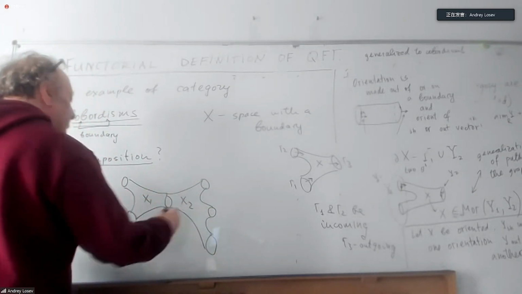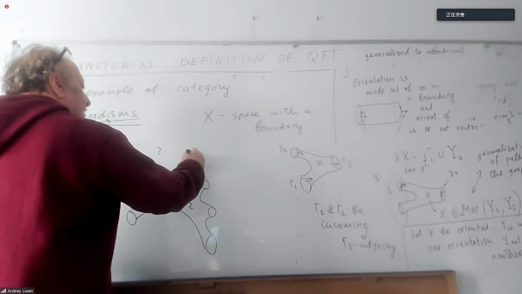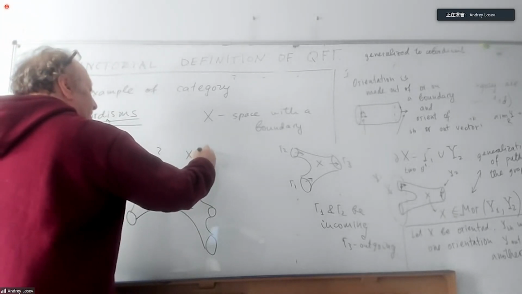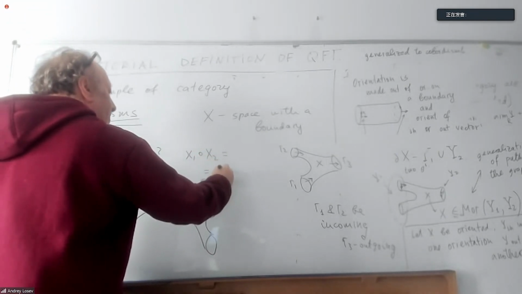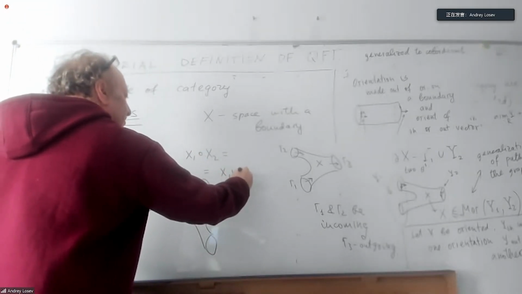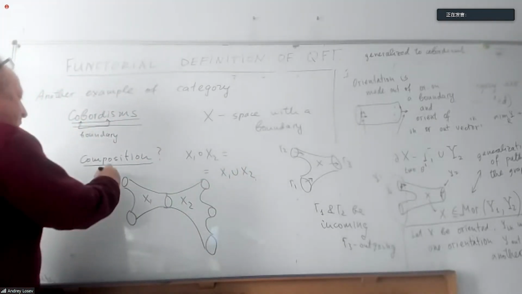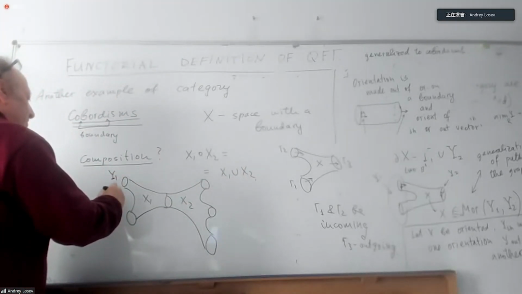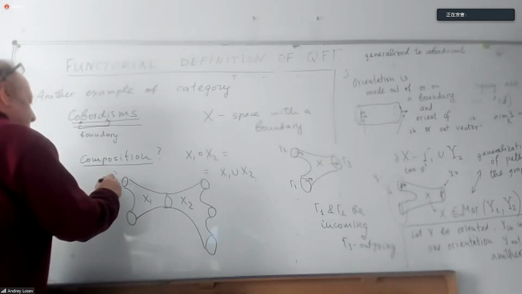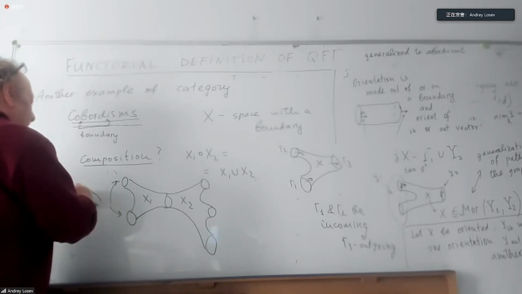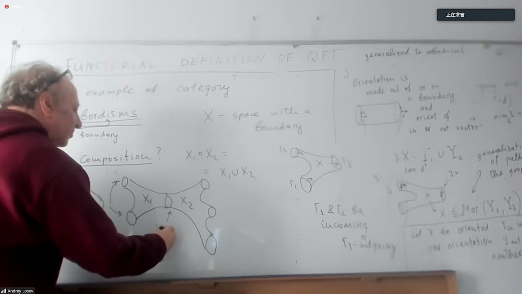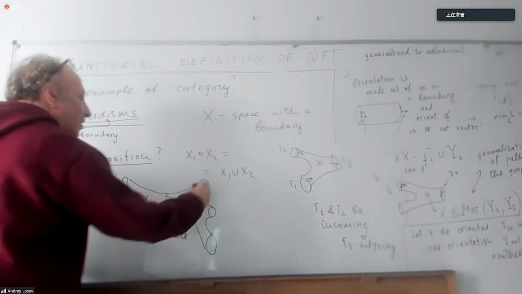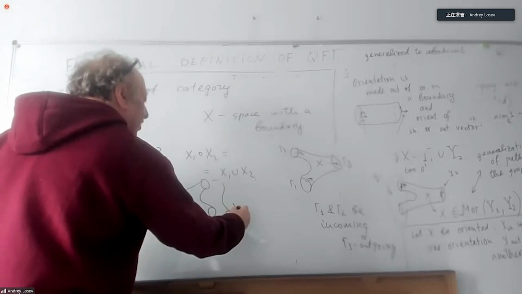X1, X2. X1 composed with X2 is X1 union X2. So here I have Y. These two circles form Y in. This is Y middle. And these three form Y out.